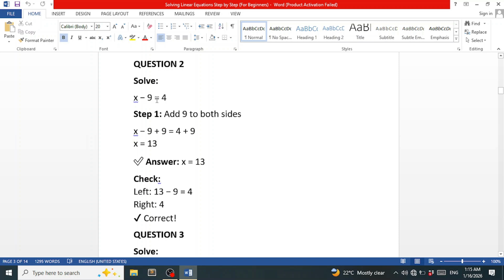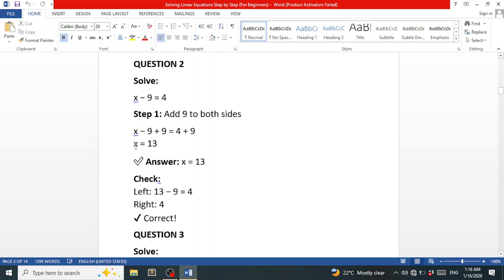Step 1, you need to add 9 to both sides, okay? Whatever you do on the right hand side, you do the same on the left hand side, okay? So what do I mean? I have to get x minus 9 plus 9 equals 4 plus 9. Then x minus 9 plus 9, you're going to see it's the same as minus 9 plus 9, which is going to be 0. x plus 0, you're going to have x.